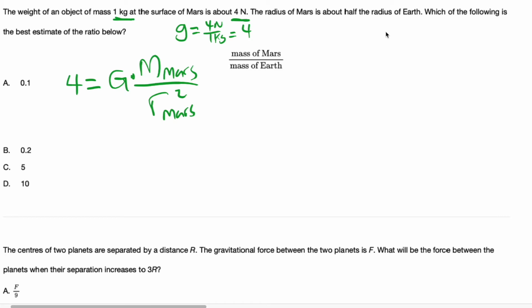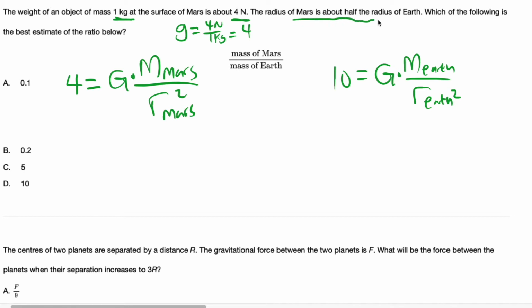And for Earth, we know the gravitational field strength is approximately equal to 10. So 10 is equal to G constant times the mass of Earth divided by r Earth squared. And we know the radius of Mars is about half of the radius of Earth. So I'm just going to assume that the radius of Mars is r, and the radius of Earth is going to be equal to 2r. So I'm going to change this a little bit.